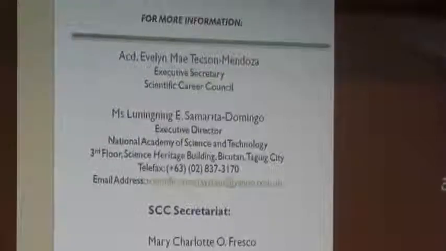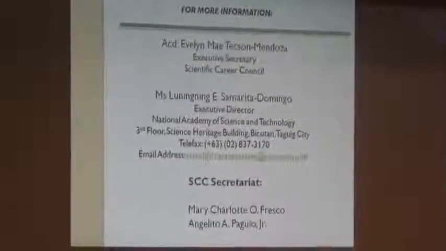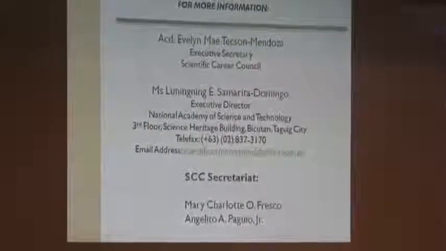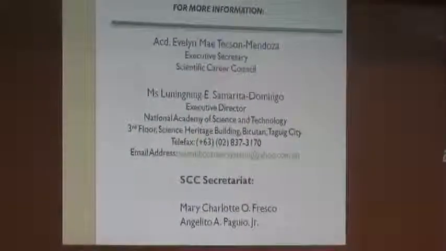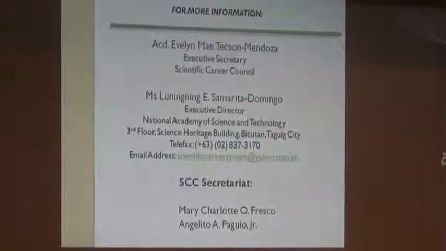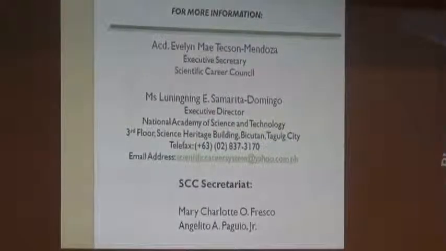I have only 50 copies. So if you need more, do you have some in the office? You can get some from the Office of the Vice Chancellor.